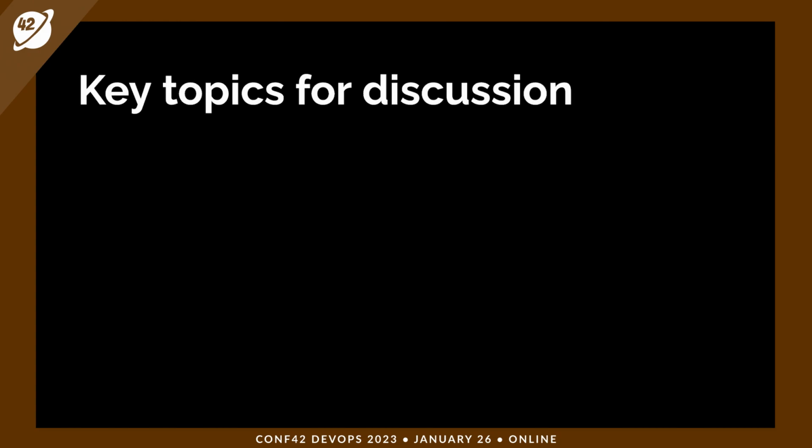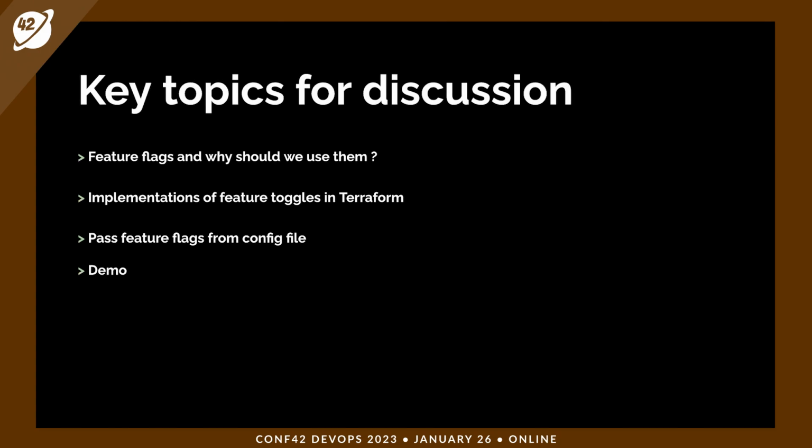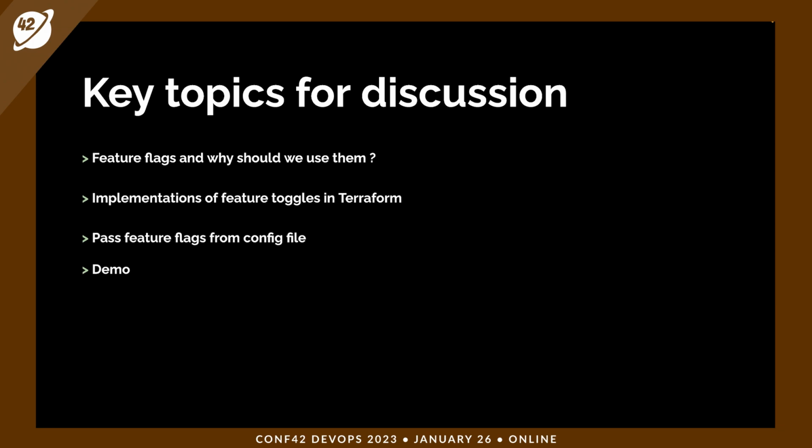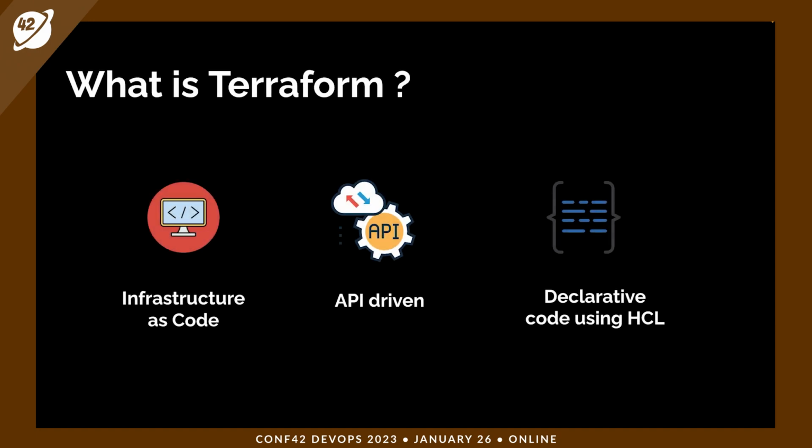The key topics we'll be discussing today are what feature flags are and why you should use them, how to implement feature toggles in Terraform, and how we can pass feature flags from a configuration file, and we'll do a quick demo. So what is Terraform? Terraform is an API-driven infrastructure as code tool created by HashiCorp. It uses a declarative language called HCL.